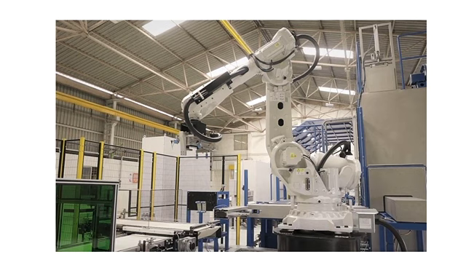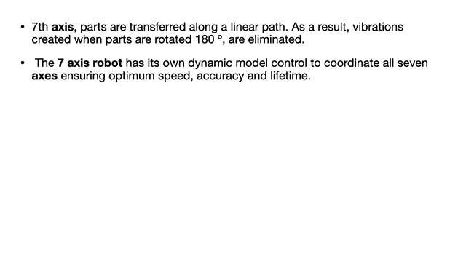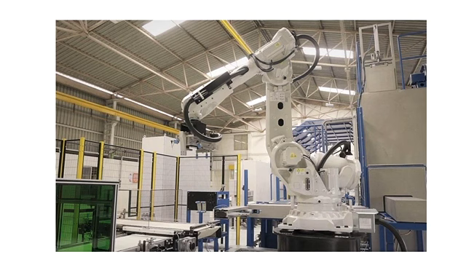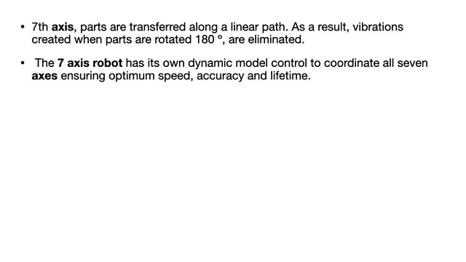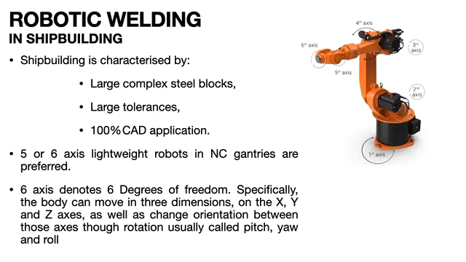Then coming to the seventh axis, do you know what it is? The seventh axis basically means the parts are transferred along a linear path. As a result, the vibration created when the parts are rotated is eliminated. That means whenever the parts are getting rotated, there would be certain vibrations associated with it, so that can actually be prevented. The 7 axis robot has its own dynamic control to coordinate all the 7 axes to ensure the optimum speed, accuracy, and lifetime.